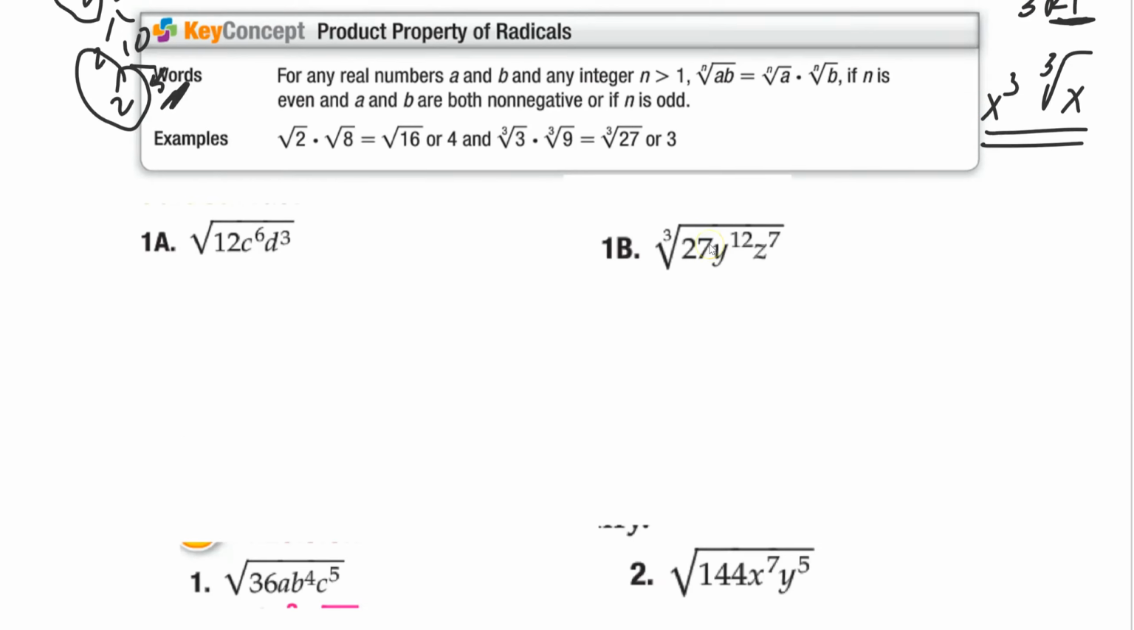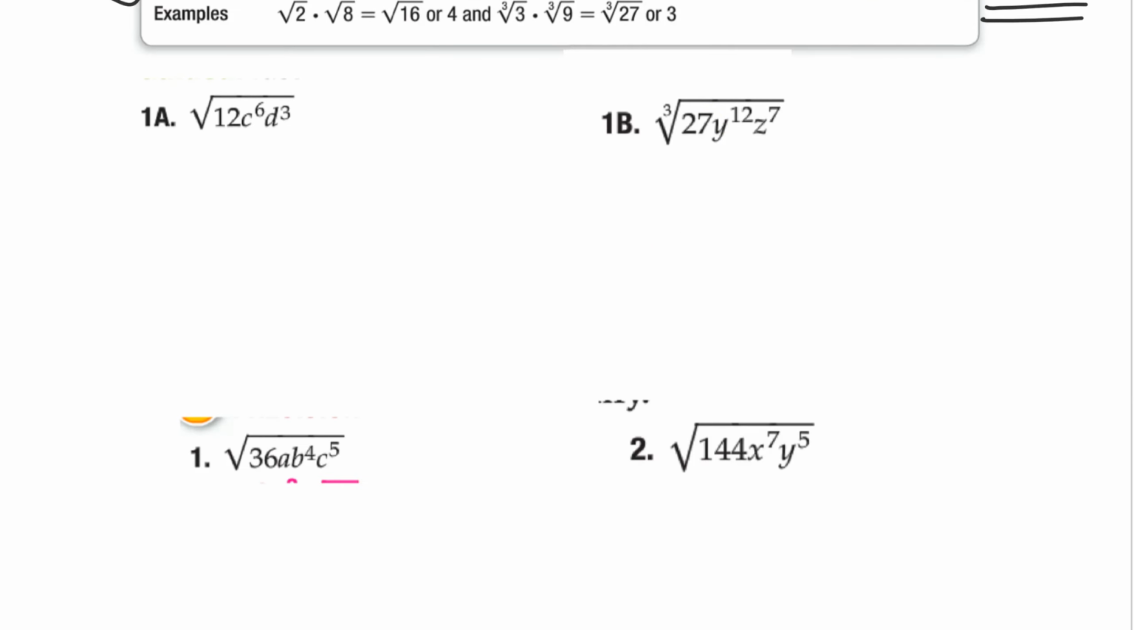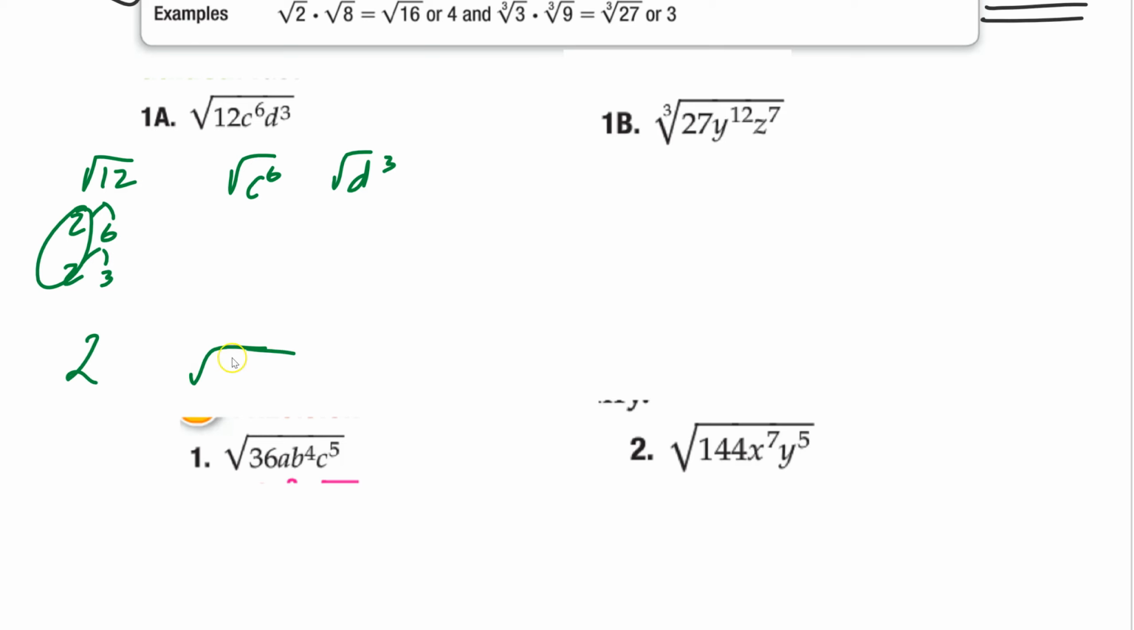So let's do some examples. Again, we're going to break this up. So it's the square root of 12, the square root of c to the 6, and the square root of d cubed. Again, you don't have to actually write it, but in your head you want to do it. 12, we're going to break that down. That's 2 and 6, 2 and 3. Pair of 2s, so that comes out. I get 2 and radical 3.